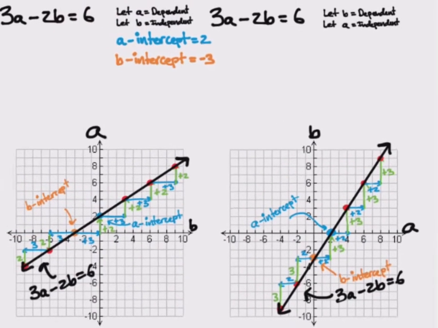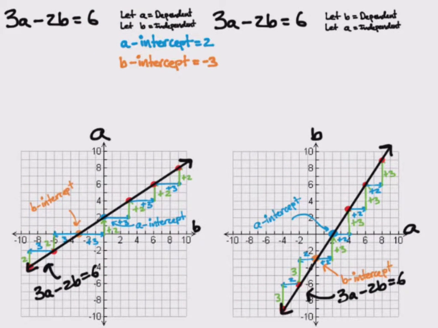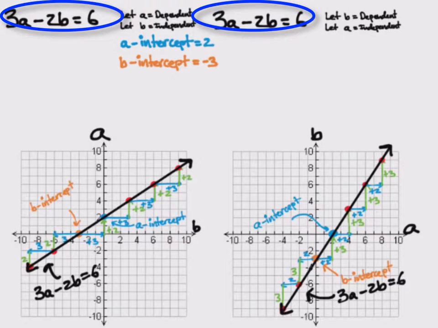And recall, I know these two graphs look slightly different from one another, but that's because we switched what was the dependent variable and independent variable. In fact, they both capture the exact same relationship. They both capture all of the infinitely many solutions to 3a minus 2b equals 6.